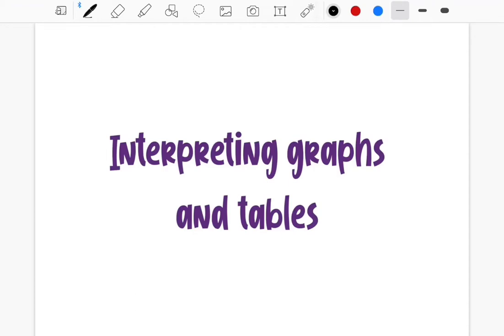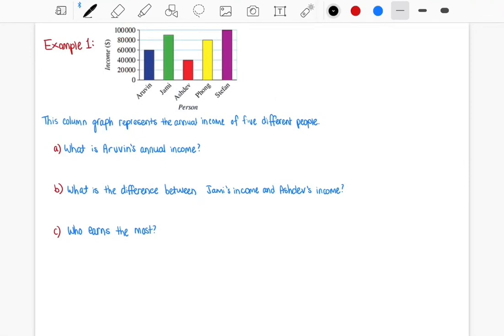Alright, so if we have a look at our first example, we've got a column graph, which is also called a bar graph. Alright, so if we read it, it says this column graph represents the annual income of 5 different people, and then we've got 3 questions to answer to it. So what is Aravin's annual income? What is the difference between Jamie's income and Ashdev's income? And who earns the most?